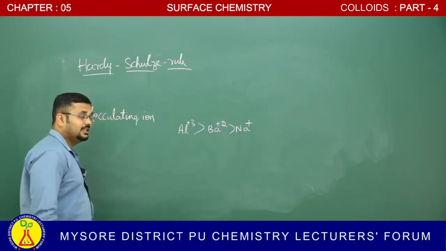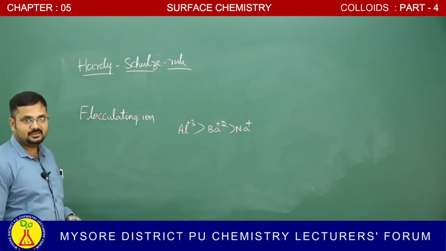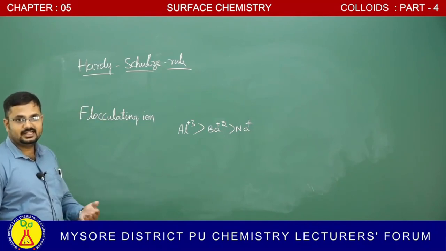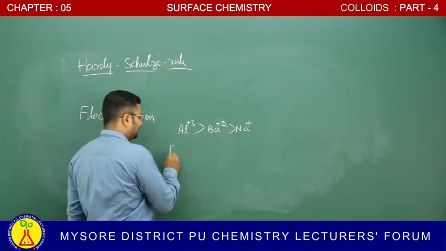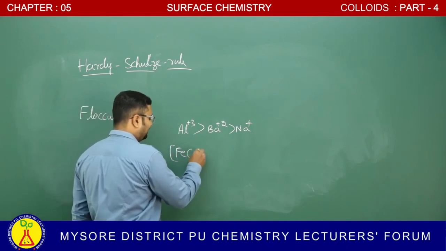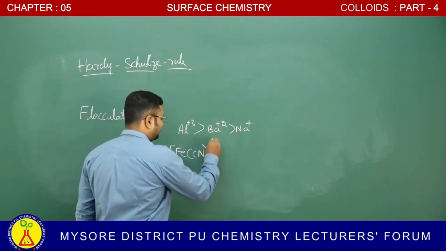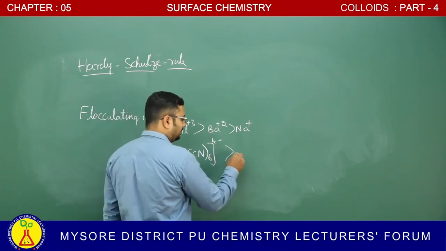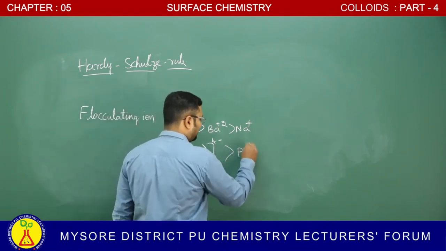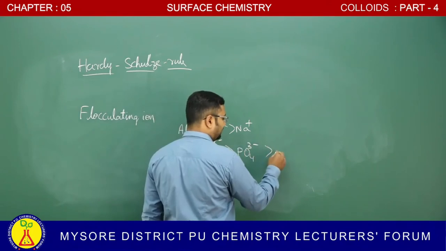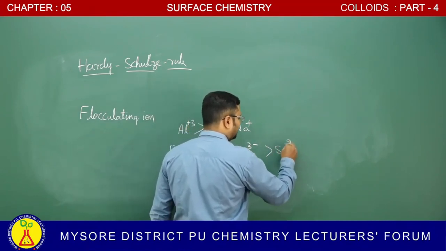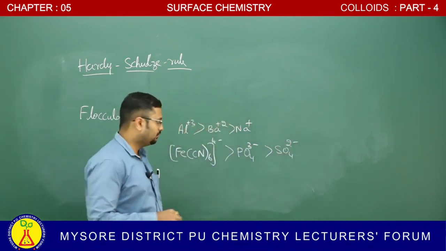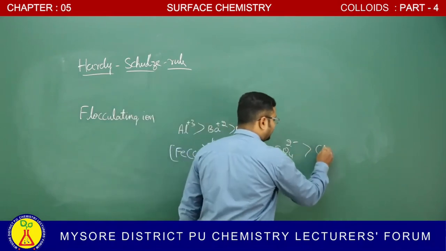So if it is positive salt, then you are going to take the negative ion. Example, Fe(CN)₆, listen, Fe(CN)₆. So, this is what? 4 minus. What is the valency here on the complex? 4 minus. Next, I am going to take PO₄³⁻. Then you have sulfate SO₄²⁻. Then finally, I am going to take Cl⁻.